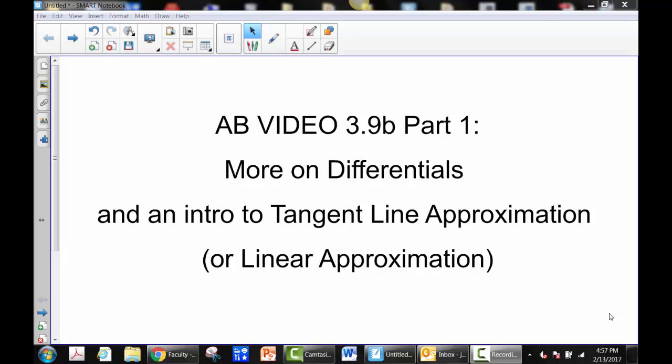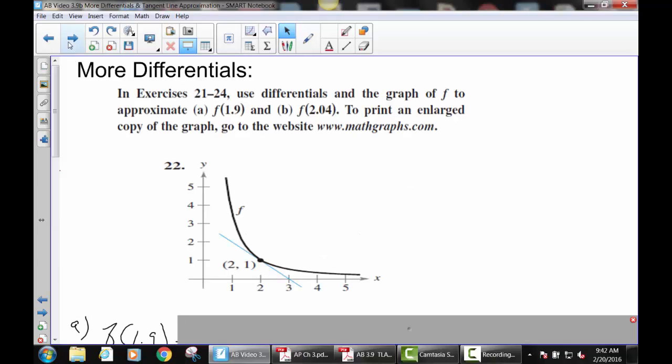Hi, welcome to AB Video 3.9b Part 1, more on differentials, and an introduction to what's called the tangent line approximation, or what's also called the linear approximation. Okay, so these are two sets of questions in 3.9 on differentials.